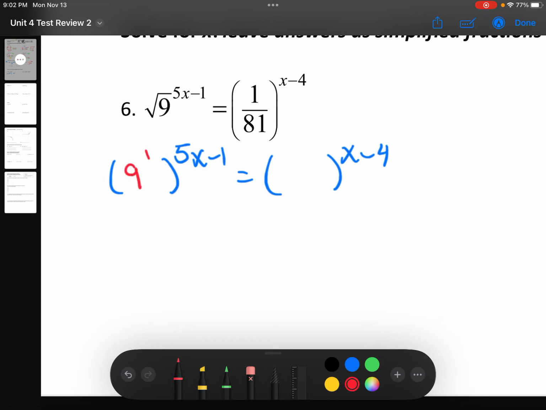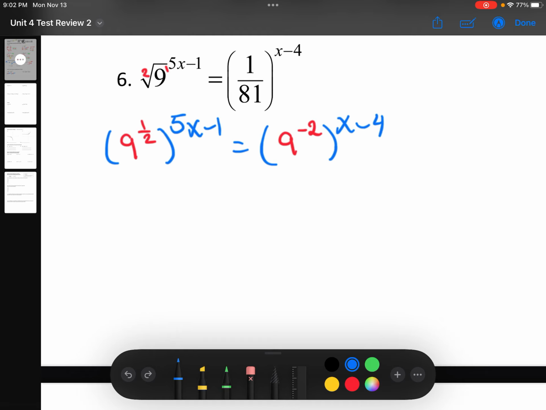Square root of 9 is the same as 9 to the 1/2 power. There's an understood 2 on the root. There's a power of 1. Power on top, that's the 1. Root on the bottom, that's the 2. 1 over 81 will be 9 to the negative 2. That negative 2 flips the 9 to the positive 2 to be 1 over 81.